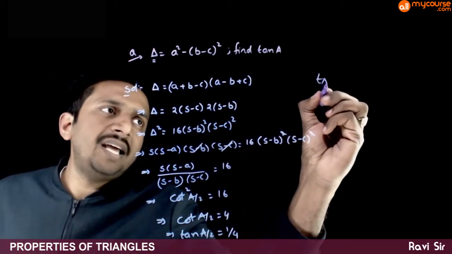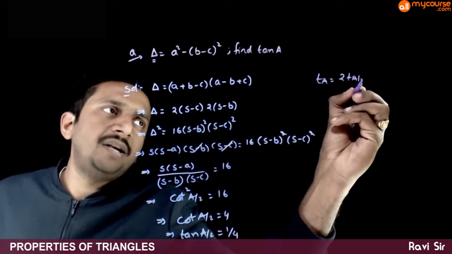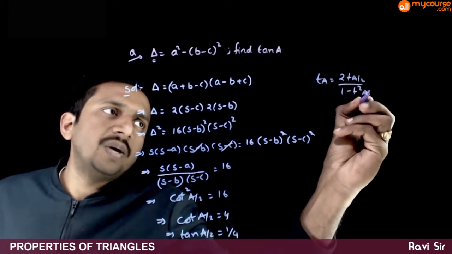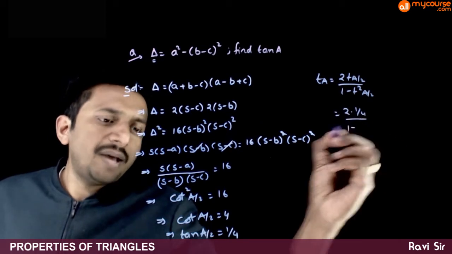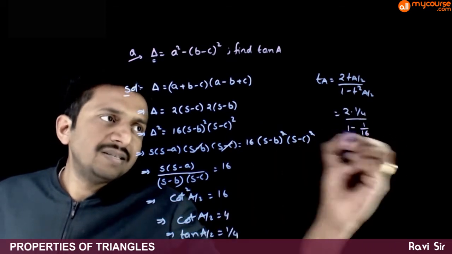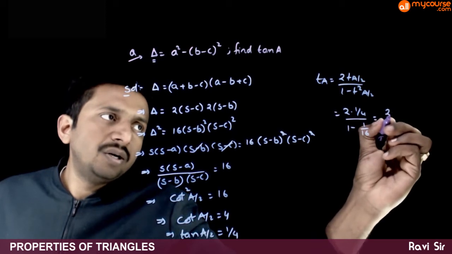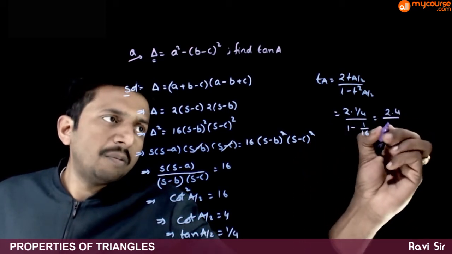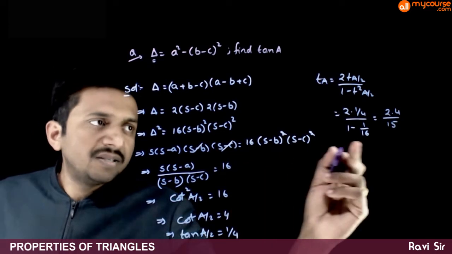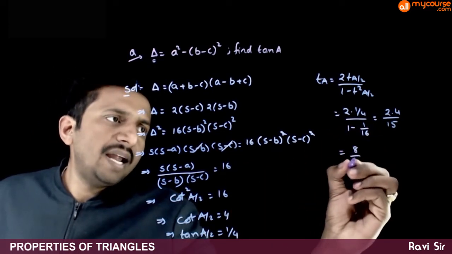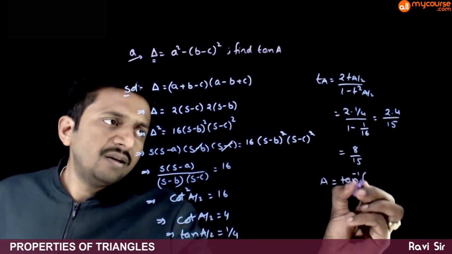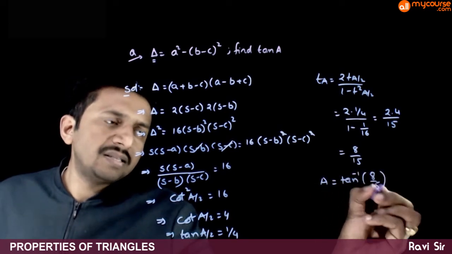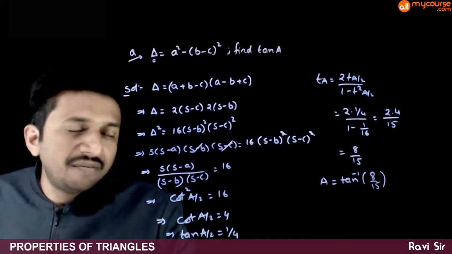So we know that tan A is equal to 2 tan A by 2 by 1 minus tan square A by 2. That's equal to 2 times 1 by 4 by 1 minus 1 by 4 whole square, which is 1 by 16. That is equal to 2 times 4 by 15, since 16 minus 1 is 15. That is equal to 8 by 15. So A is nothing but an angle whose tan is 8 by 15. This tan inverse of 8 by 15 is the answer.